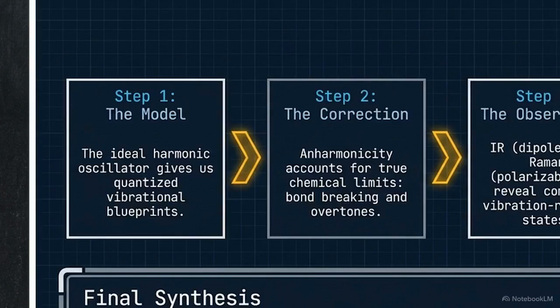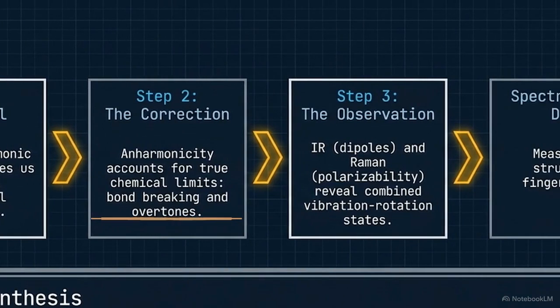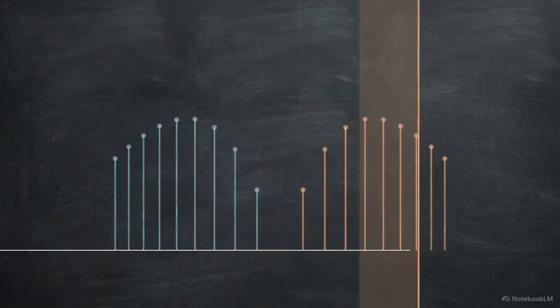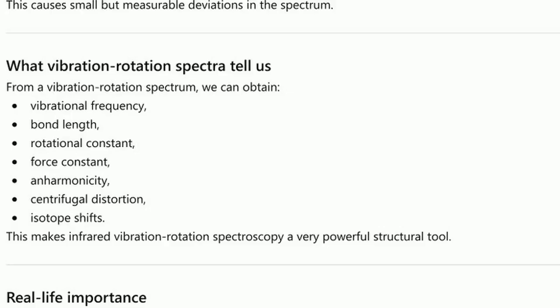This flowchart summarizes the entire analytical journey. We start with the idealized harmonic blueprint, apply the anharmonic correction for true chemical limits, and use infrared and Raman observations to capture the physical reality. This pipeline systematically converts invisible quantum motions into highly structured, definitive data points. This text lists the results. From these complex spectra, we extract exact bond lengths, precise force constants, and critical isotope shifts.